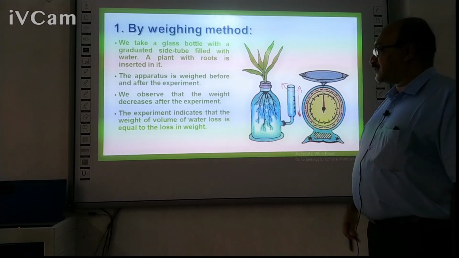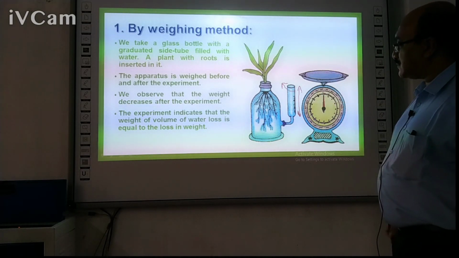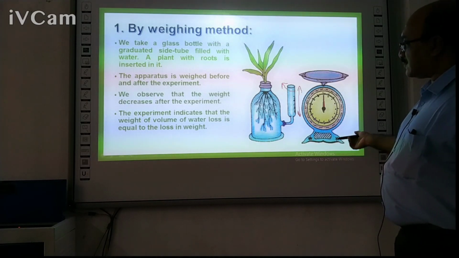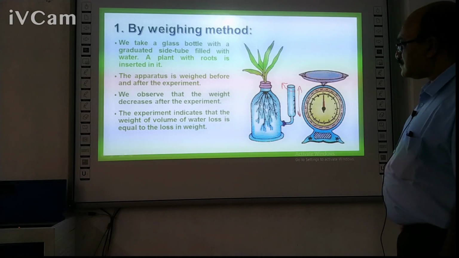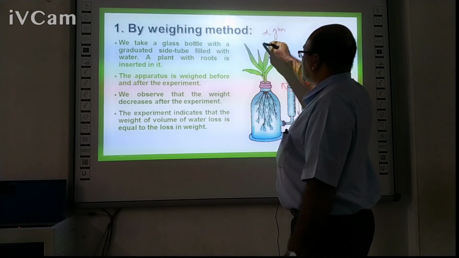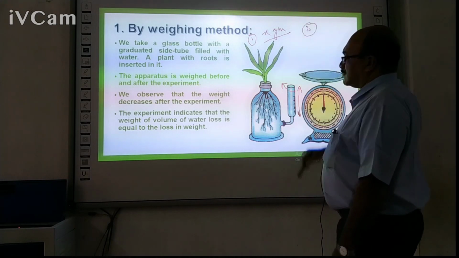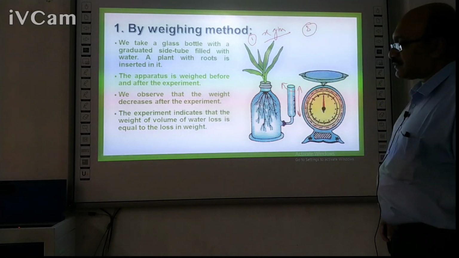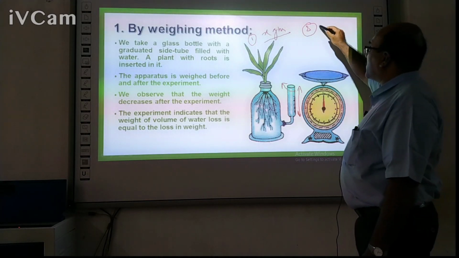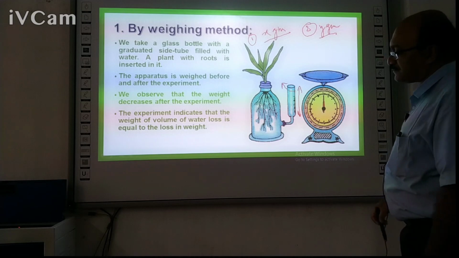Before we start the experiment, the whole setup is measured and the weight is recorded. Say at the beginning of the experiment the weight is x gram. This is the initial weight. After we keep it in the sunshine for a few hours, we again record the weight of the whole setup, say y gram.